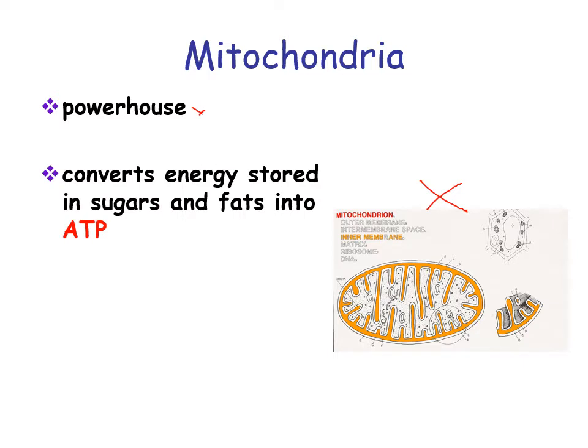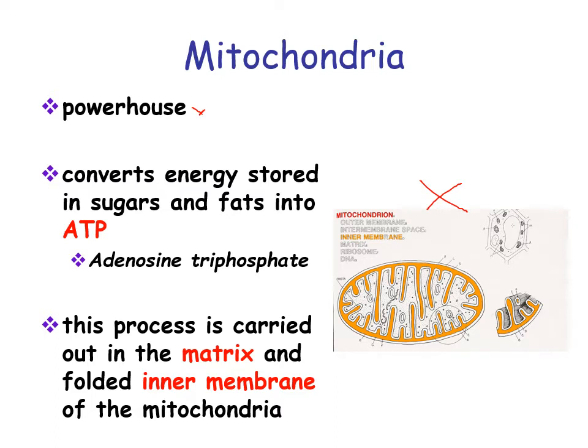And the idea here is it's going to convert energy that is stored in the bonds of a simple sugar and some fats into a chemical energy called ATP and release it. Of course, that is adenosine triphosphate. The process is carried out within the matrix and the inner membrane of the mitochondria, as you can see here in this cutaway example on your diagram.